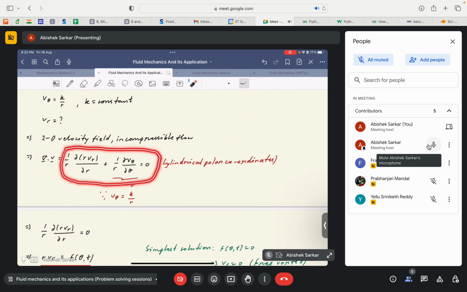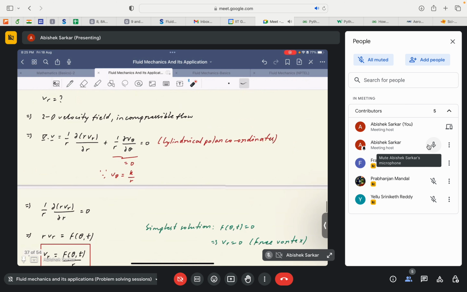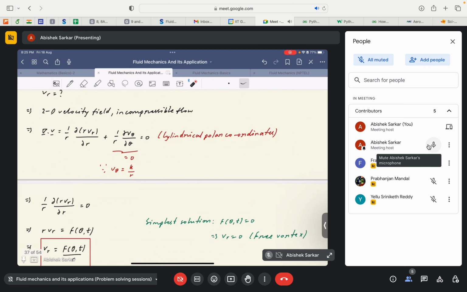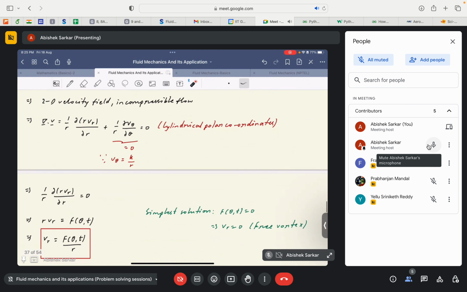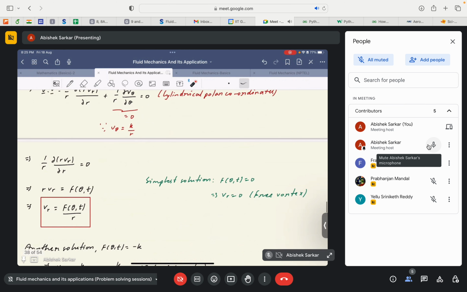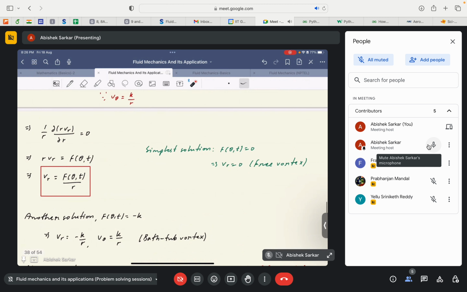I'll go fast because I need to cover a lot more content. If you need any clarification, please go to the lectures. This term, 1 by r dou v theta by dou theta, will be equal to 0. Why? Because v theta is only a function of r, so any derivative with respect to theta of the v theta component would be equal to 0. It essentially gives us 1 by r dou r v r by dou r is equal to 0.